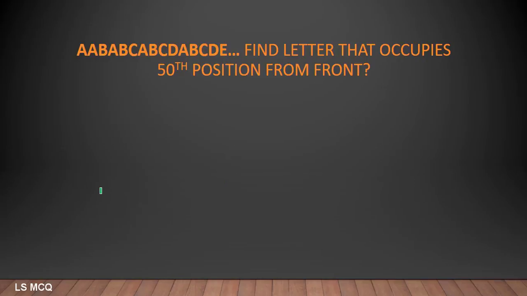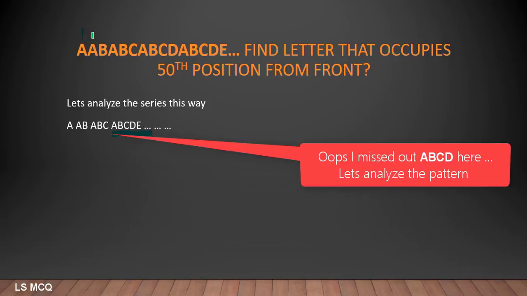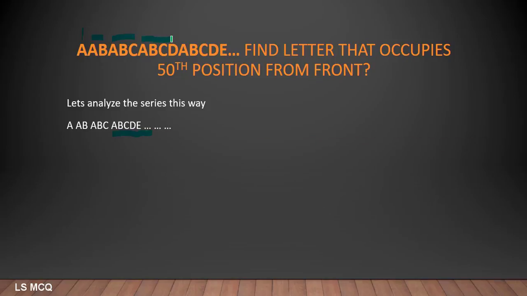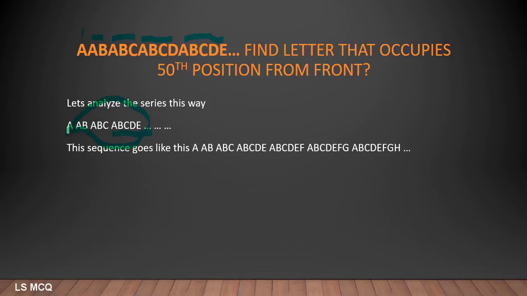Okay, so now we find a letter pattern. Here the pattern is A, AB, ABC, ABCD, ABCDE. We have to find the letter in the 50th position. It's A, it's AB, it's ABC, ABCD and ABCDE. I have made some typo here, so please ignore that. The pattern is like that. So the sequence goes on like this: A, AB, ABC, ABCD, ABCDE, ABCDEF, ABCDEFG, ABCDEFGH.